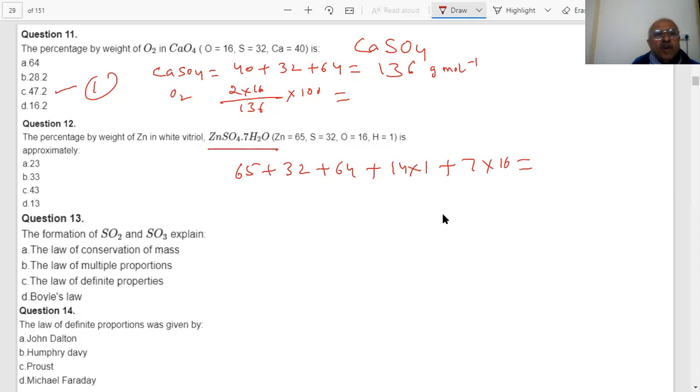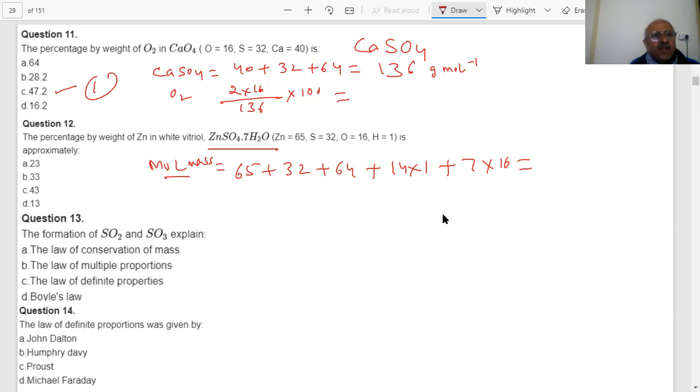This is the A part molecular mass. How much is it coming? Sir, A part, 23. What is the value of this molecular mass? We have to divide 65 by this value into 100, and that will be the answer, students. So first we have to calculate this value. Without this, how can we calculate?